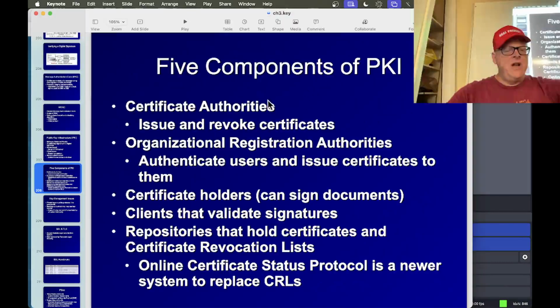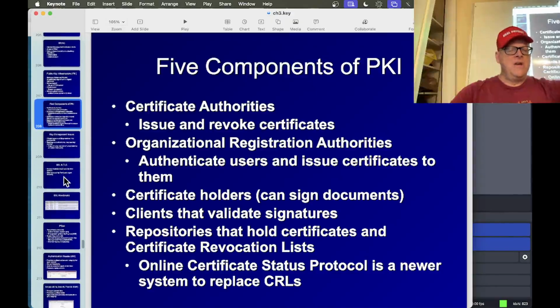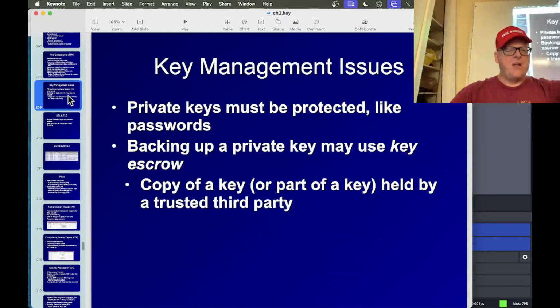So you got certificate authorities that issue and revoke certificates containing public keys tied to companies. You got registration authorities that are associated with this. Then you got certificate holders that can sign documents, clients that validate signatures, and repositories that hold their certificates and the revocation lists of certificates that are no longer to be trusted, which is the weak part of the system. The revocation lists don't work very well.